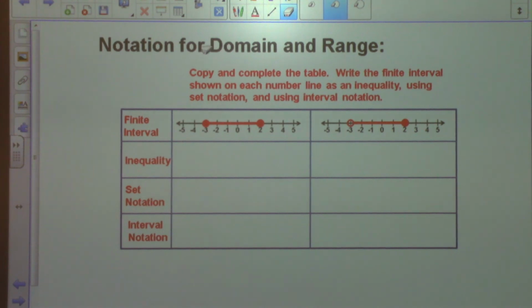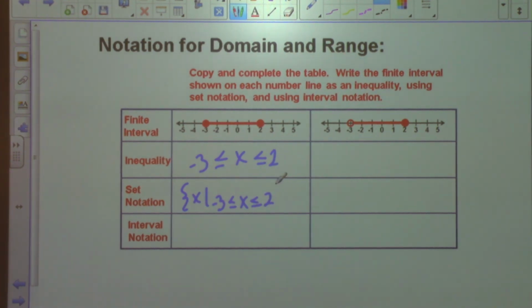Do you want us to write that table? Yeah, write the table, but inequality notation would be x is greater than or equal to negative 3, but less than or equal to 2. And then set notation, x such that x is greater than or equal to negative 3 and less than or equal to 2. And then interval notation, we have bracket negative 3 comma 2 close bracket.